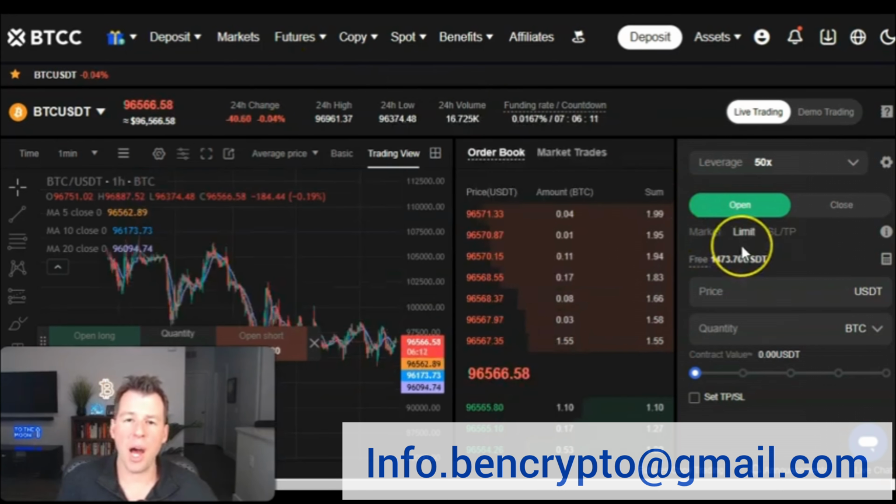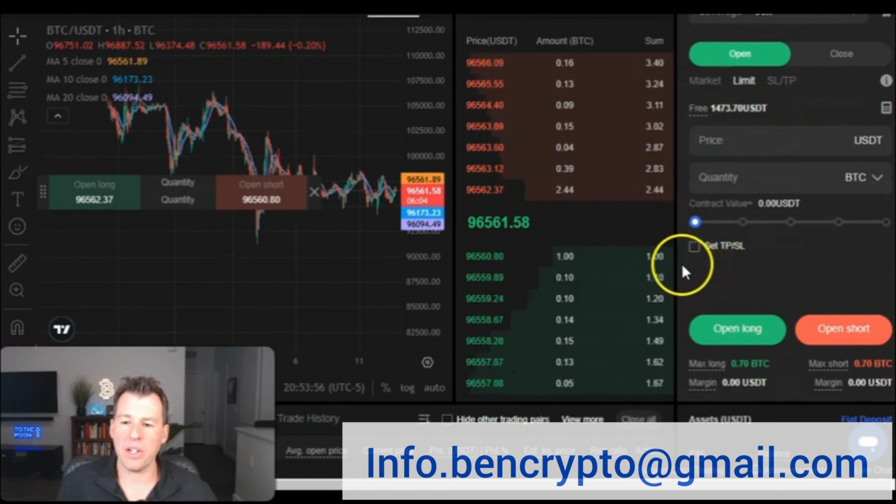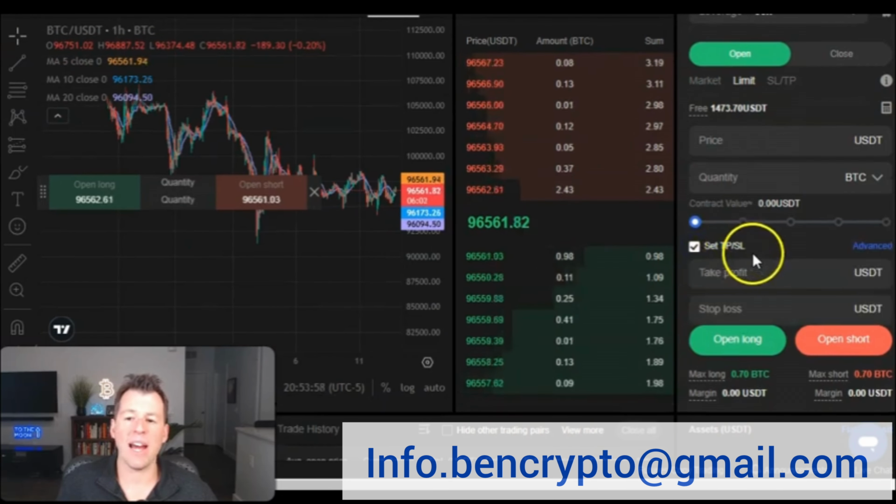Then you can also do a stop loss, take profit order on a limit order. It doesn't just have to be a market order. For a limit order, click limit, then set the price you want to fill the order at. Down here, check set TP/SL.